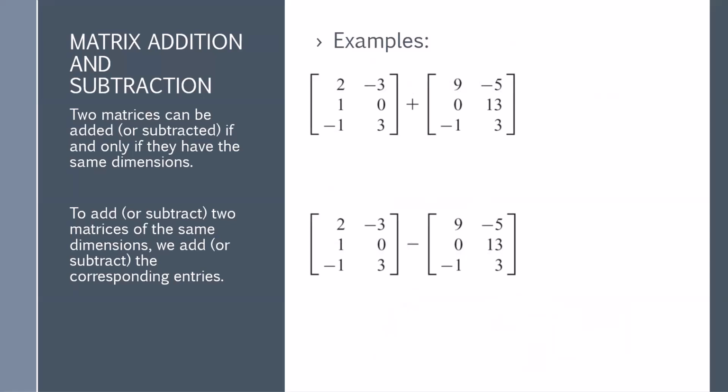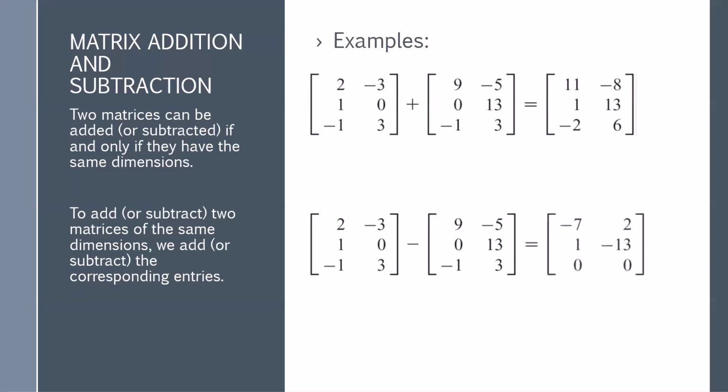Here we've got a couple of examples. In the first example, we're going to add two matrices. Since their dimensions are the same, we can go ahead and add each entry. So 2 plus 9 gives us 11. Negative 3 plus negative 5 gives us negative 8, and so on. In the second example, we're subtracting. 2 minus 9 will give us negative 7. Negative 3 minus negative 5 will give us positive 2, etc.